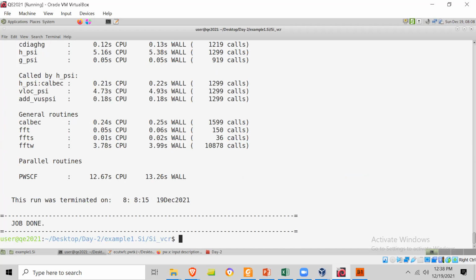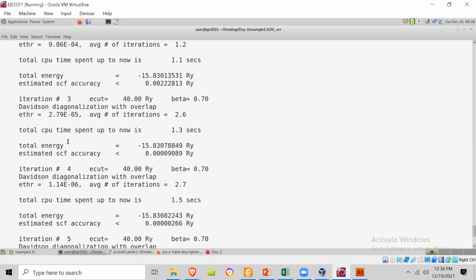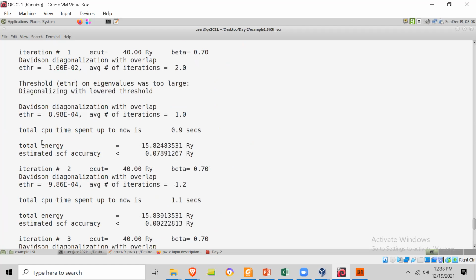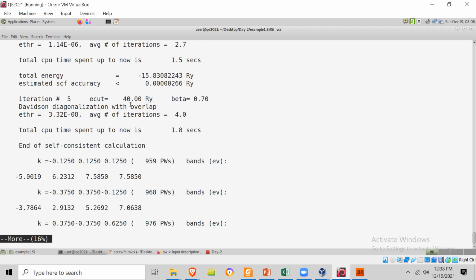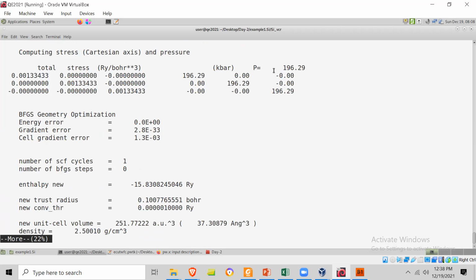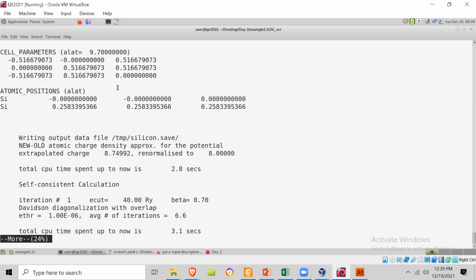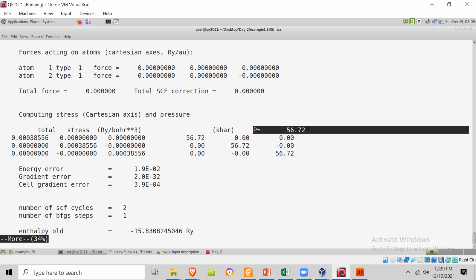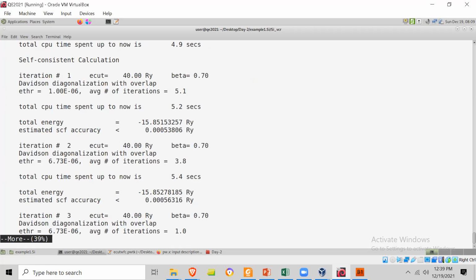Now, if you look at the output file here, you will see multiple iterations going. So it will start the self-consistent iteration here. It's starting the self-consistent calculation, and then it's first converging. Once it converges, you have a total energy. It calculates the forces on the atoms, right? And then it calculates the pressure. The pressure is in kilobars, 196. Now this has to go down to zero, or the convergence threshold, which is why it's going to now change the cell parameter and then run again. So if you want to see the next one, the P has now gone down from 196 to 56. Because of the change that it did. So the pressure decreases continuously until it becomes zero.